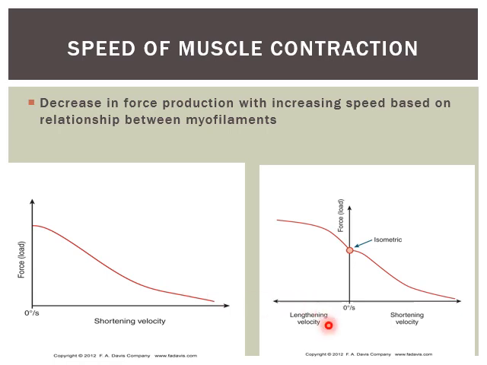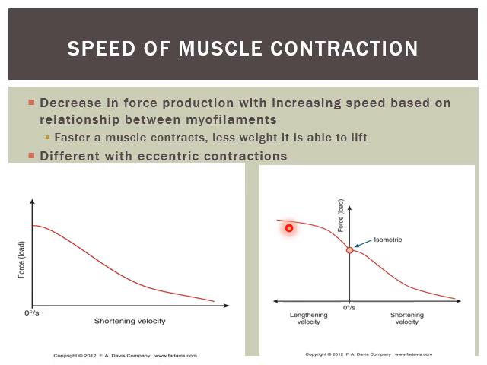Now, this relationship changes when we talk eccentric contraction. So now here's still your shortening contraction. This graph is basically right here. This is isometric. There's no change in length. Here's your shortening. Notice what happens with an eccentric contraction with speed. The force goes up. So with a fast eccentric contraction, you actually get increased force. The faster the eccentric contraction, you're actually able to put more force behind it.